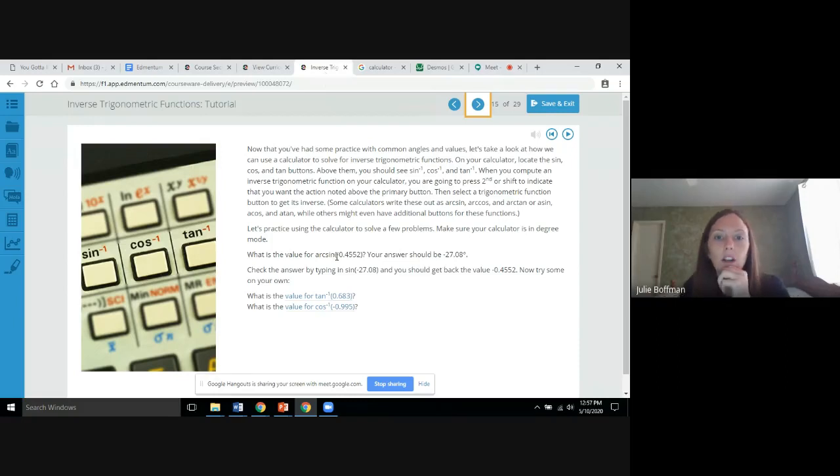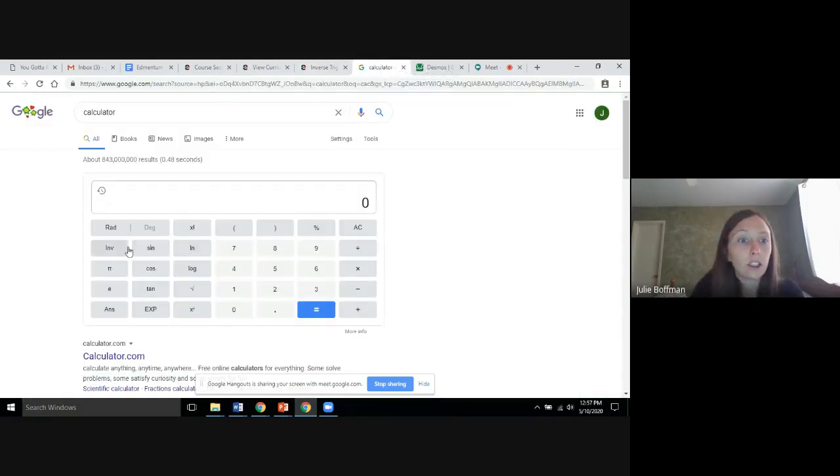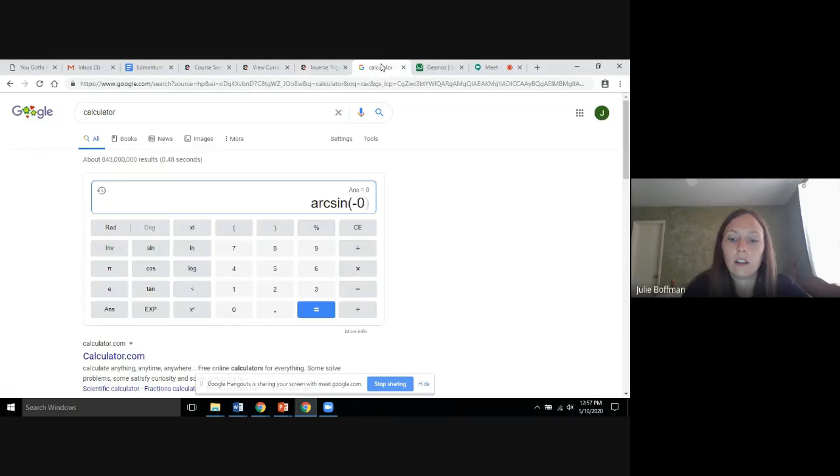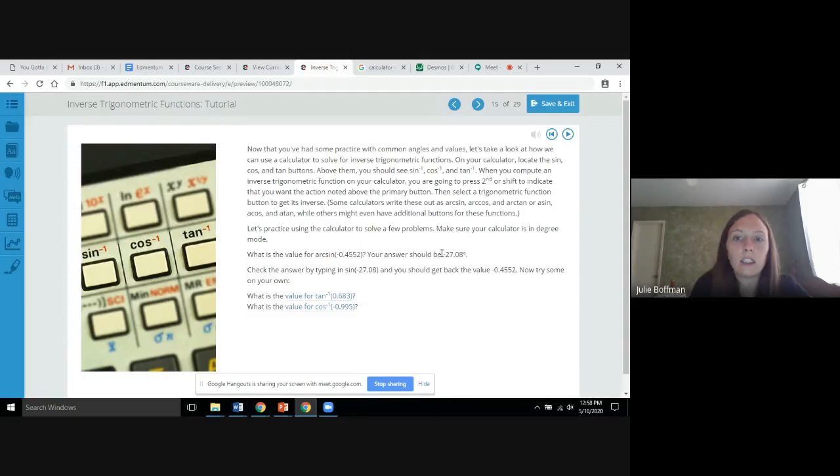So it says, what's the value of arc sine of negative 0.4552? Well, arc is just inverse, so you would click this inverse button, and you see how it puts a negative 1 on these? And so it said arc sine, so I'm going to click inverse sine, which it types arc sine. So you could probably type it yourself and it would let you do it. And then it wants negative 0.4552. Now, if you look, it wants it in degrees.